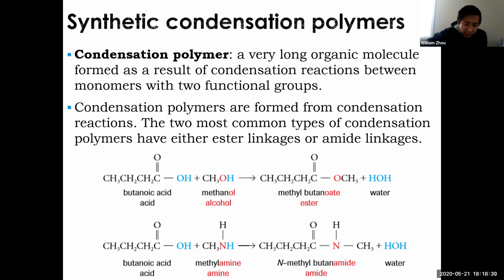So just a little review. To make an ester, you need an acid and an alcohol. If you remove water from those, you will make an ester linkage. To make an amide, you need an acid and an amine, and if you remove water from that, you have an amide linkage.